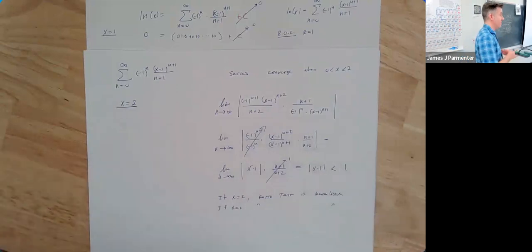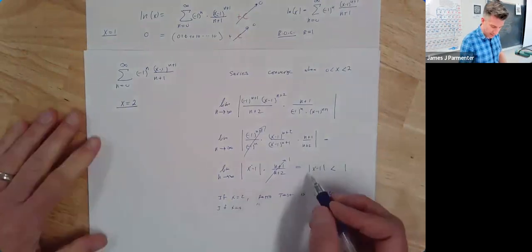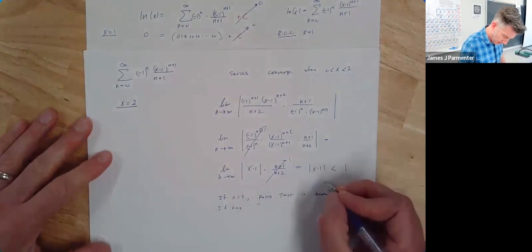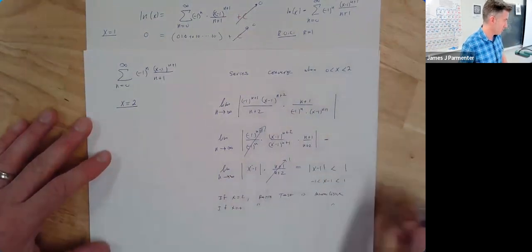So that's what we mean by testing the endpoints. You test them because the ratio test doesn't tell you anything about them. Where did you get that? Oh, well, I just didn't finish solving the inequalities. Right? It's x minus 1 between 1 and -1. At 1, you get 0.